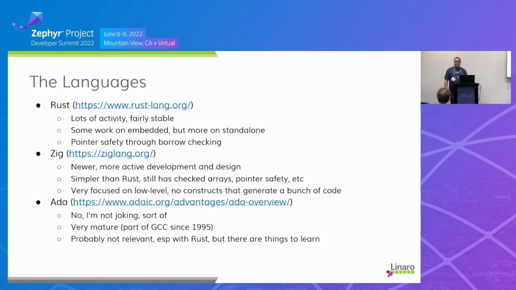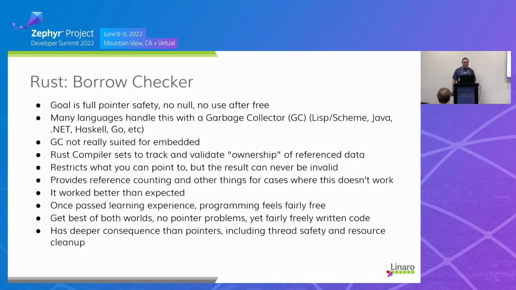Then we have Ada, which is the one you don't care about. But everybody's heard of this. This language was kind of created for this embedded kind of space that we're in. As I said, I'm not joking, but only sort of. It's very mature. There's 95, 2012, 2015, 2018. There's a couple of revisions to the standard. It's actually active. Well, as I run into a company that wants to sell me tools to work with this, and it's probably not really relevant, but there's some things to learn because of the history the language has.